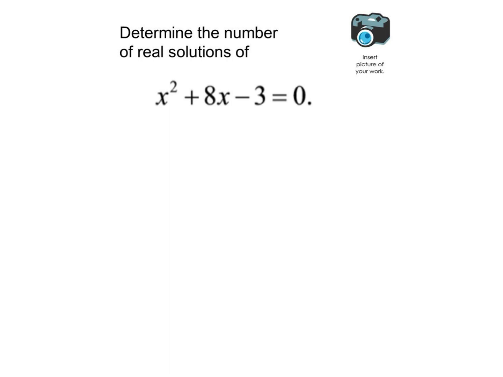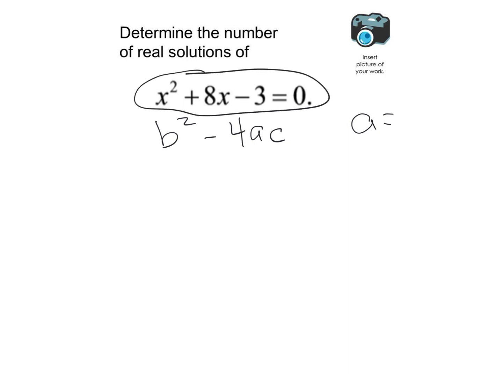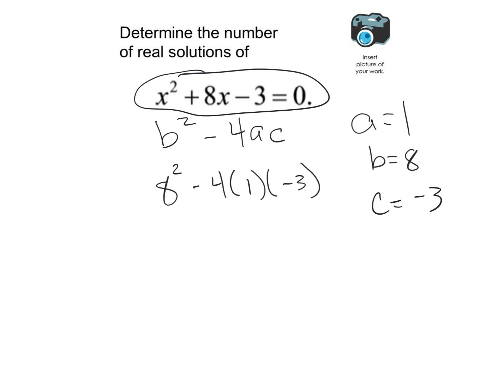Okay, so for determining the number of solutions, we're going to use the part of the quadratic formula that's under the radical sign, b squared minus 4ac. On this one, it's in the right form. It has to be in this form where x squared plus x plus a constant is equal to 0 or equal to y. So then a is 1, b is 8, c is negative 3. So b squared is 8 squared minus 4 times a, which is 1, times c, which is negative 3.